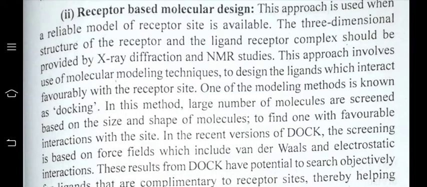Receptor based molecular design. This approach is used when a reliable model of the receptor site is available. The three-dimensional structure of the receptor and the ligand receptor complex should be provided by X-ray diffraction and NMR studies. This approach involves the use of molecular modeling techniques to design the ligand which interacts favorably with the receptor site. One of the modeling methods is known as docking.